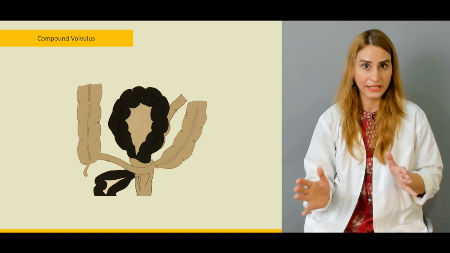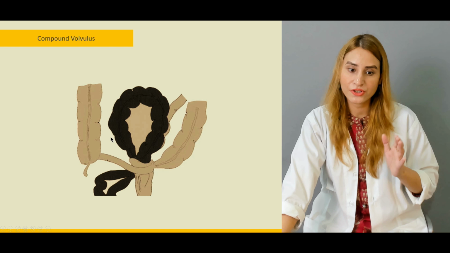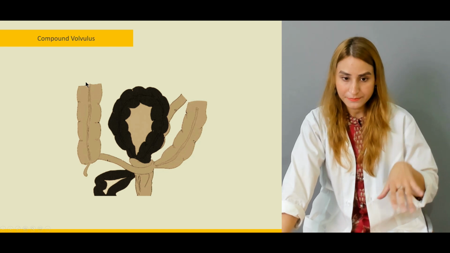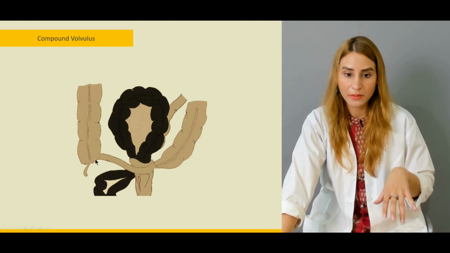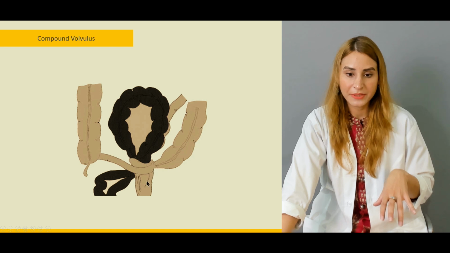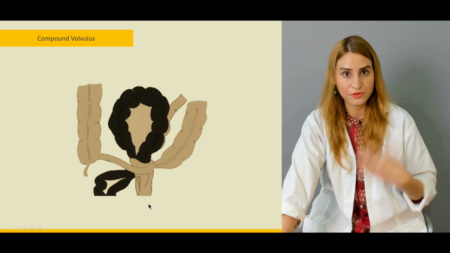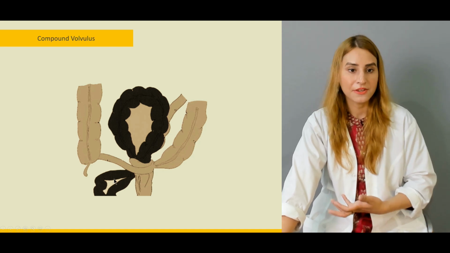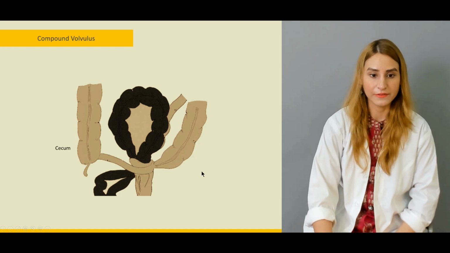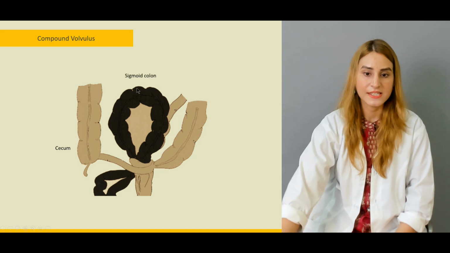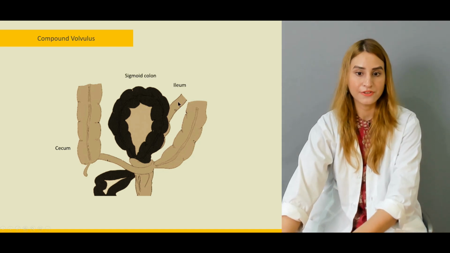ileosigmoid or ileocolic, the terminal portion. You can see here, this is the cecum, and this is the terminal ileum which is coming out. So what happens is that the terminal ileum is rotated upon the sigmoid colon. So this is called a compound volvulus. There's a cecum, there's a sigmoid colon, and there's the terminal ileum.